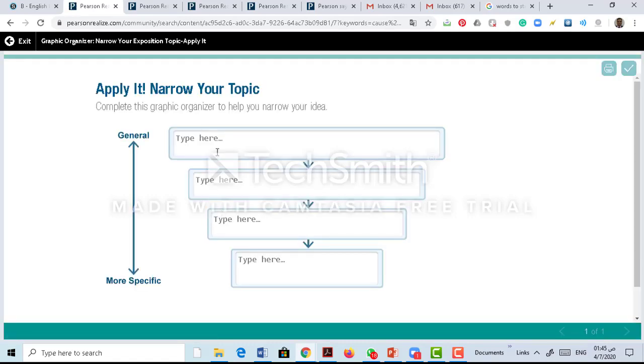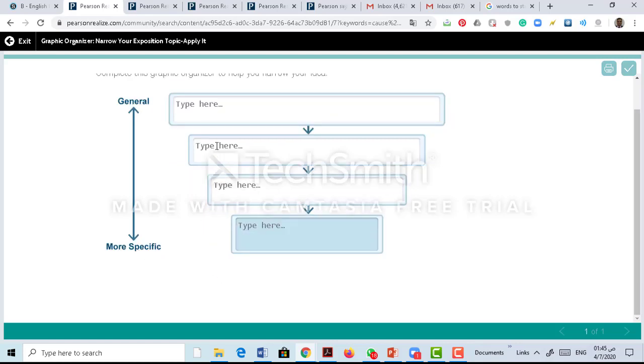You choose a general topic, narrow it more, specify, and become more specific. So you're moving from general to specific. Any topic, you can choose any topic.